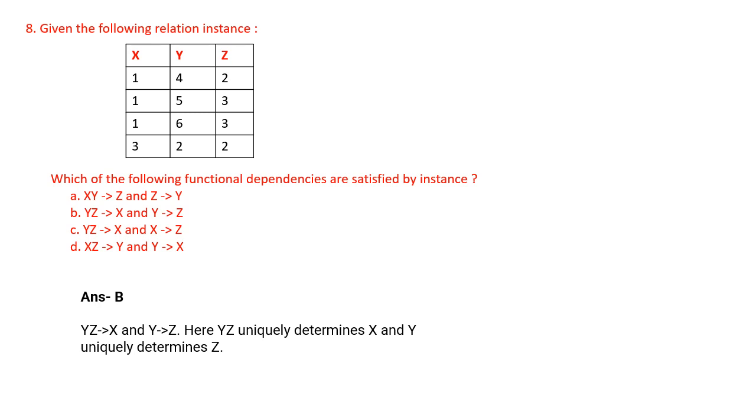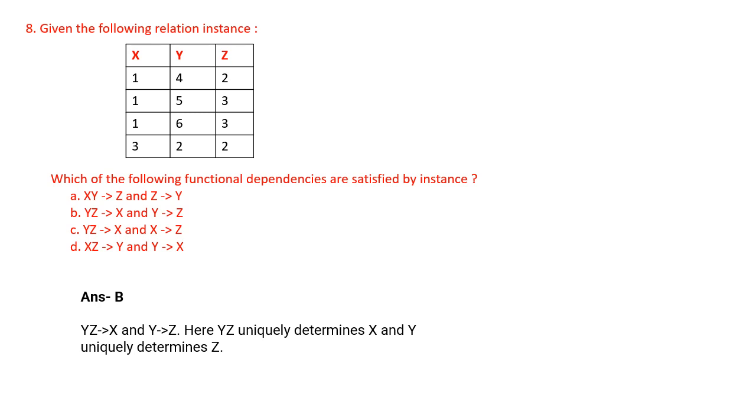Now we will check Z tends to Y. Z is 2, 3, 3, 2. For 2, the value of Y is 4, and for 2, the value of Y is 2. So here we can see for the same value of Z, 2, there are different values of Y. So this is not permissible here.